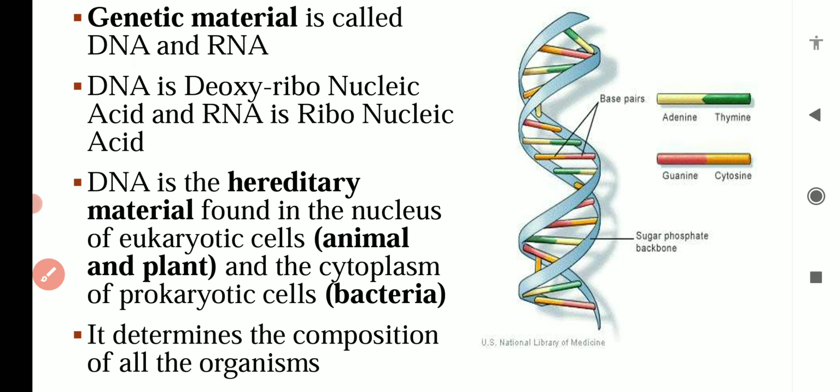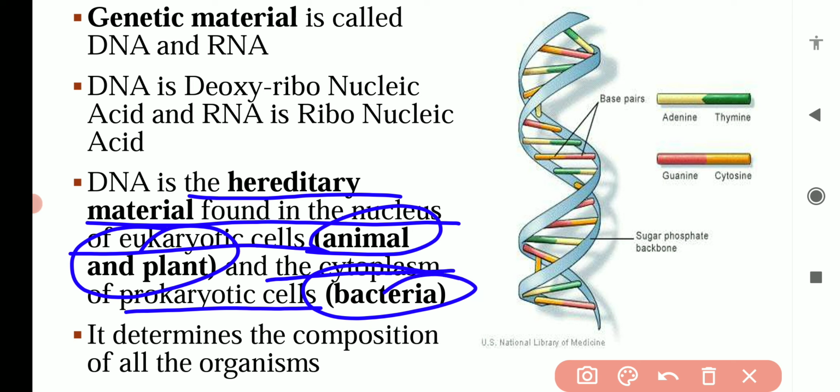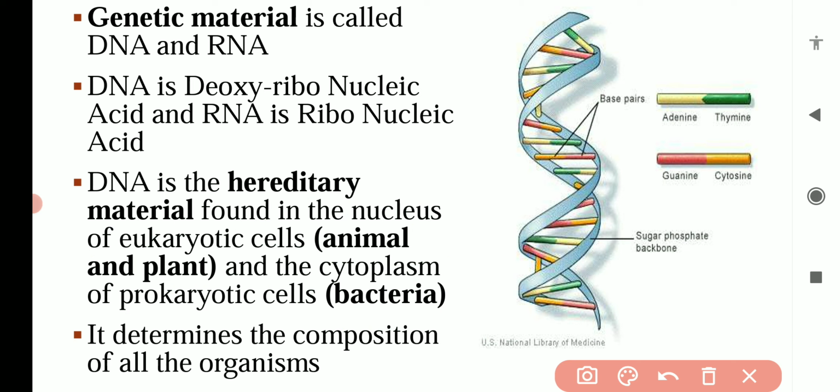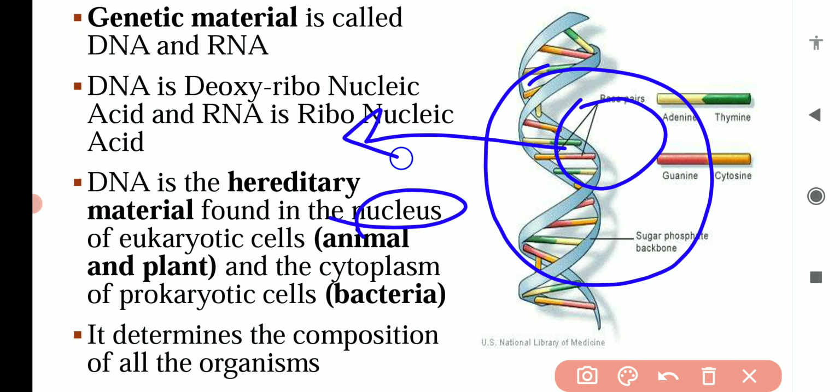So DNA, it is the hereditary material found in the nucleus of eukaryotic cells, means animal cells and plant cells, and in the cytoplasm of prokaryotic cells like bacteria. So basically where the genetic material is present, inside the nucleus. We all know that if it is a eukaryotic cell, it has a well defined nucleus, and in the nucleus chromosomes are present.